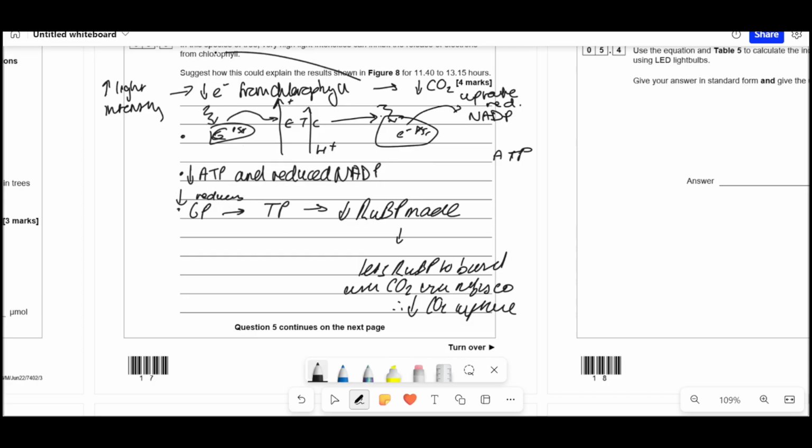That's still, we've addressed this part, but we haven't said why that leads to less CO2 uptake. So you need to think, how does this whole thing link to CO2? Well, CO2 combines with RuBP, but we haven't got anything. We only got to this stage. So how does TP link to any of this? Well, TP is used to regenerate RuBP. If there's less RuBP to regenerate, then there's less to react with CO2, so less CO2 is taken up. And that's how you do that.